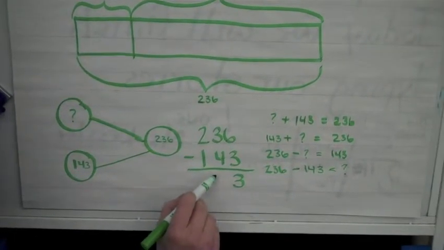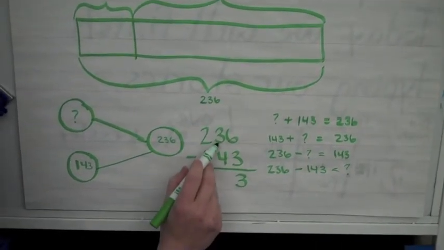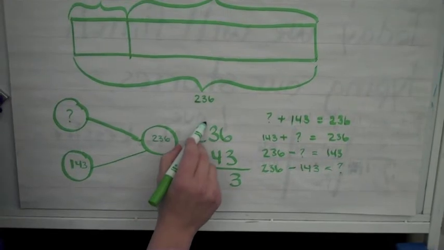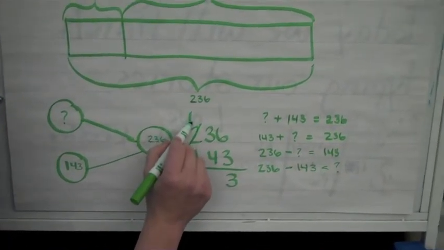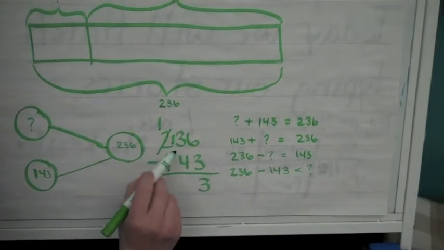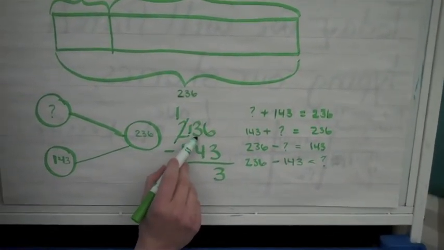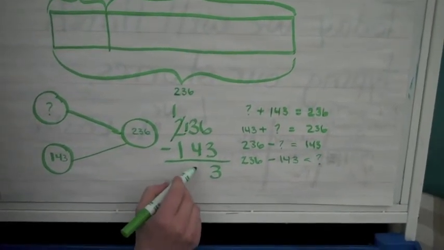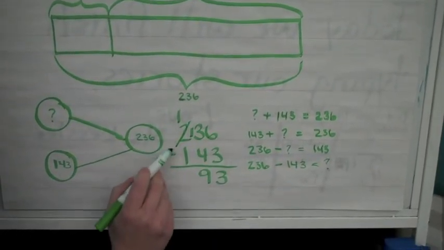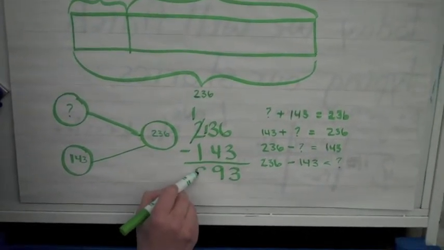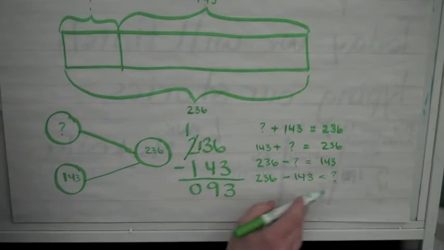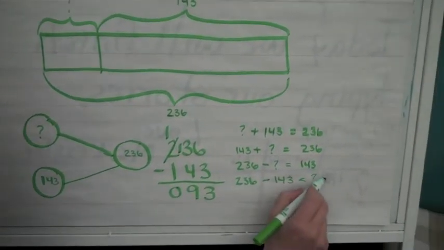In the tens place, I notice that the 4 in the tens place is larger than the 3 in 236. I can't take 4 away from 3. So what I have to do is cross out the 2, make it a 1, and bring 10 tens over to the tens place. So that makes it 13 tens. So now I have 13 tens minus 4 tens, and that will give me 9 tens. Now I'm looking at the hundreds place, and I know that 100 minus 100 gives me 0 hundreds. So my missing part is 93. So every time I see a question mark for this problem, I'm going to replace that with 93.